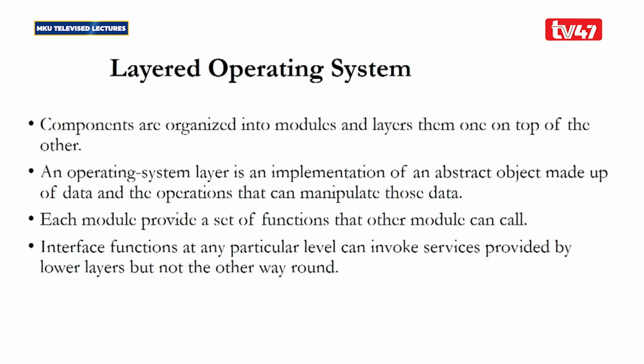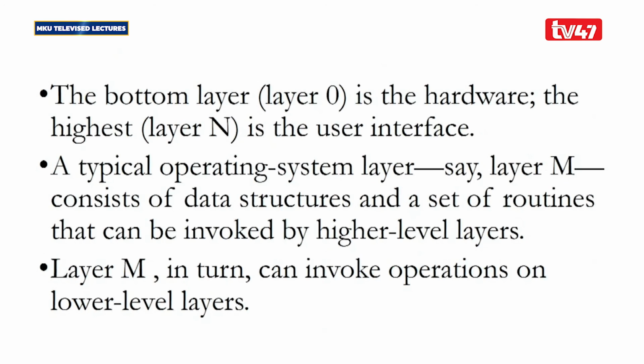So the layer that is at the top can access the lower layers, but not the other way around. The layers at the bottom cannot access the layer above it. Now, the bottom layer, say layer 0, is the hardware, and the highest layer, say layer N, is the user interface. Then we say that a typical operating system layer, say layer M, consists of data structures and a set of routines that can be invoked by a higher level layer.